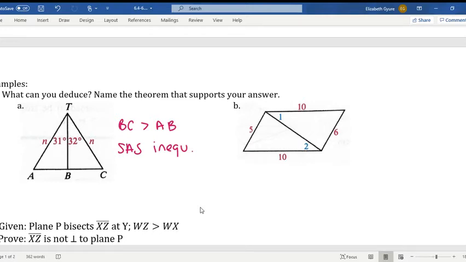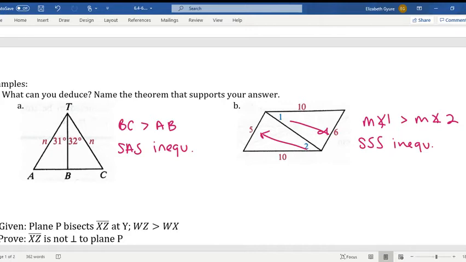Yeah, precisely. All it wants you to do is take a look at what it's across from, right? Angle 1 is across from 6, 2 is across from 5, so we can deduce that the measure of angle 1 is greater than the measure of angle 2. And would that be side angle side or side side side inequality theorem? Yep, side side side inequality. Good.